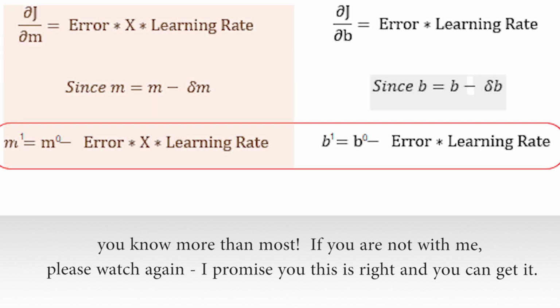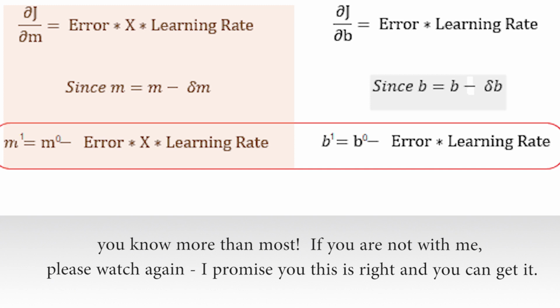Let's start with m. We have an existing value of m, and we need a new value of m. So the equation is m equals m sub 0 minus the change in m. The change in m comes from the derivative of the cost function with respect to m. We already solved for that, so we now know that the derivative is the error times x times the learning rate.